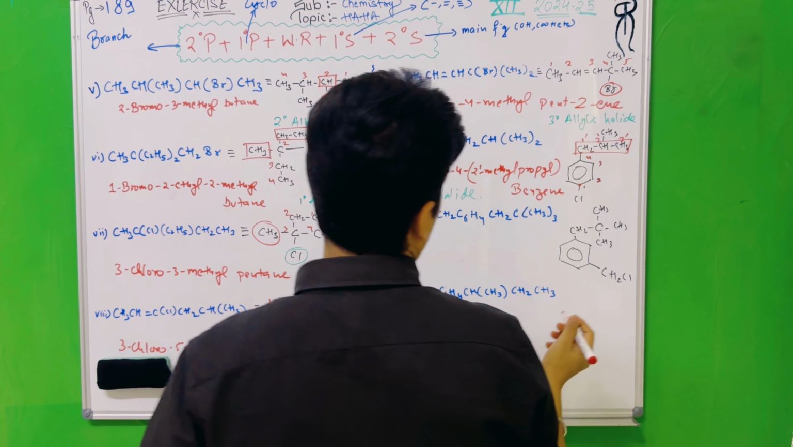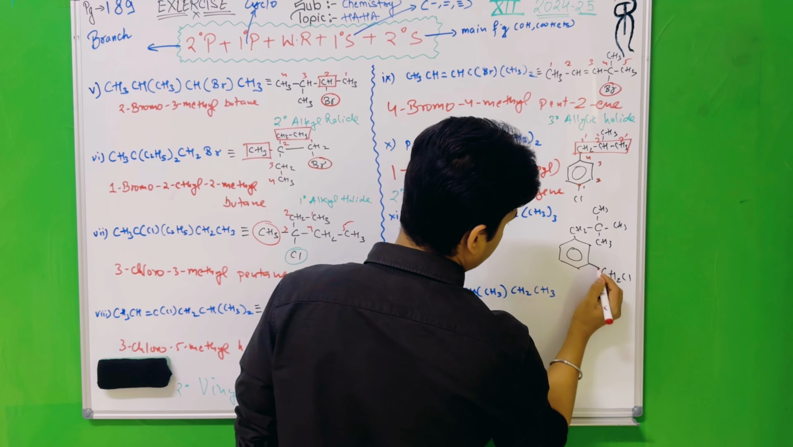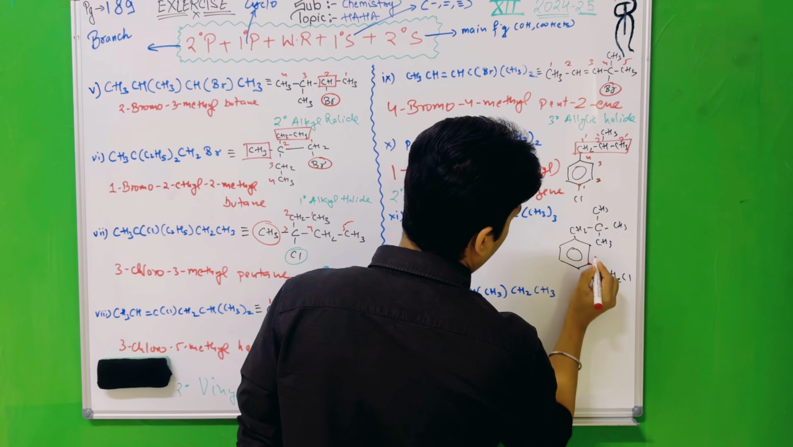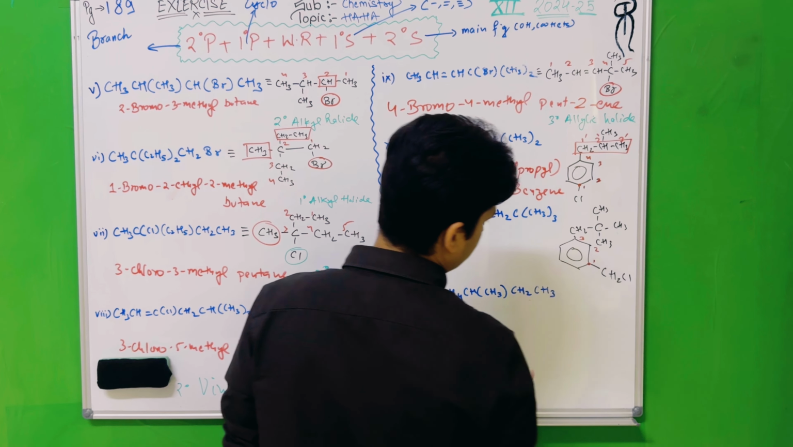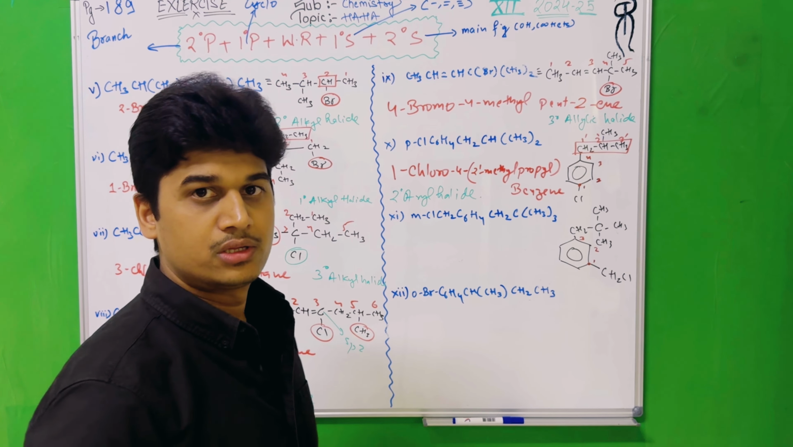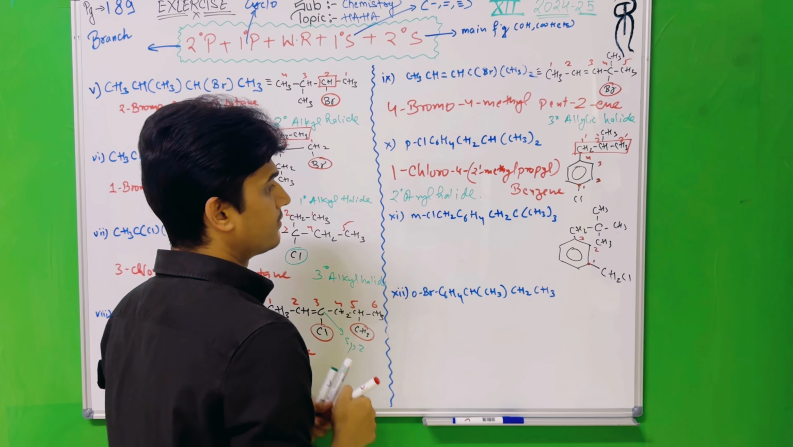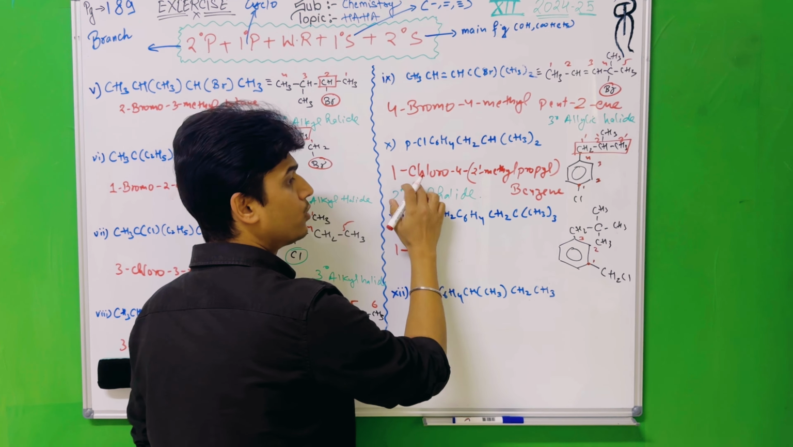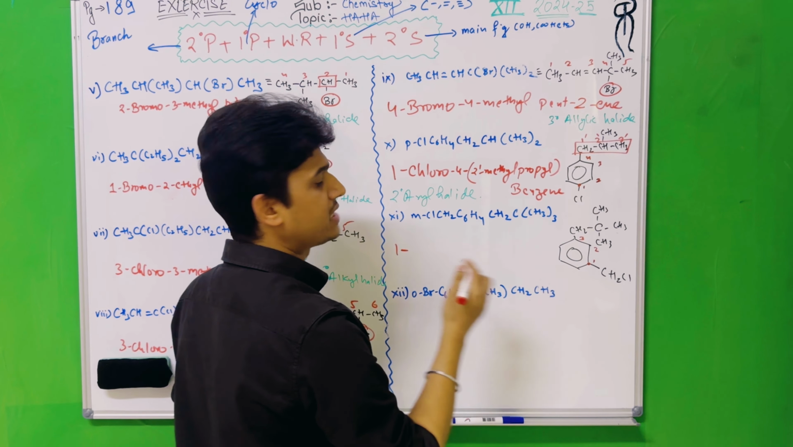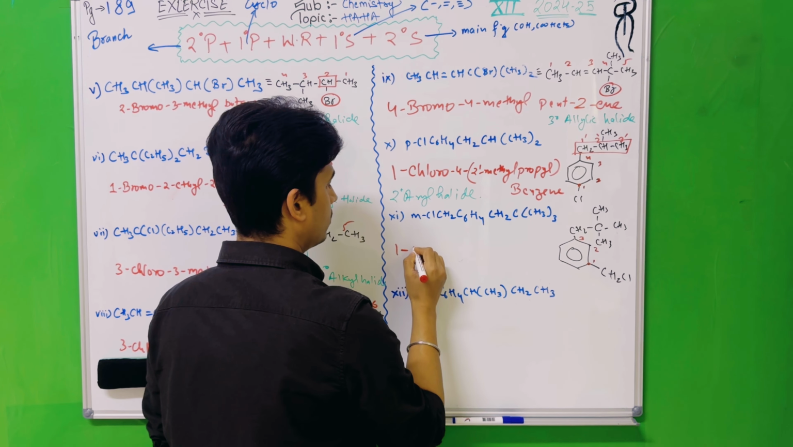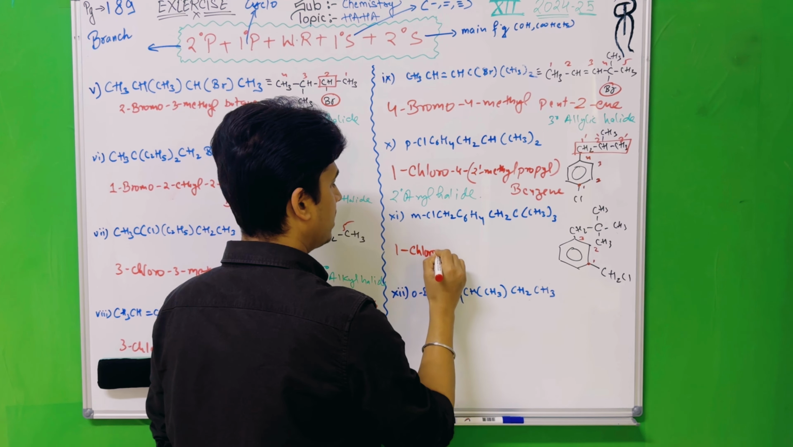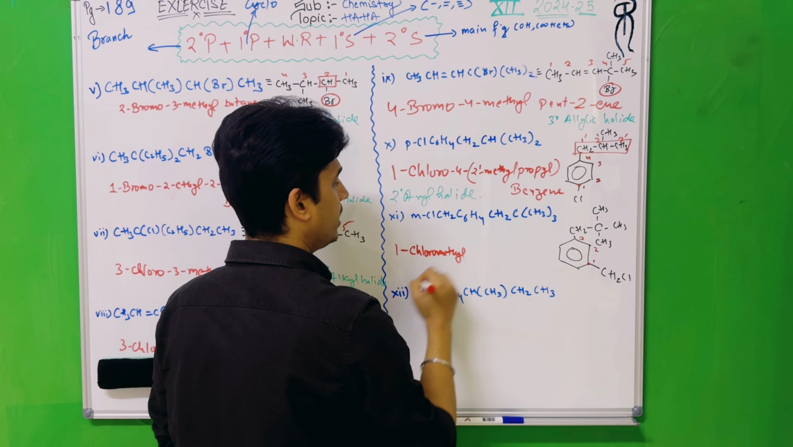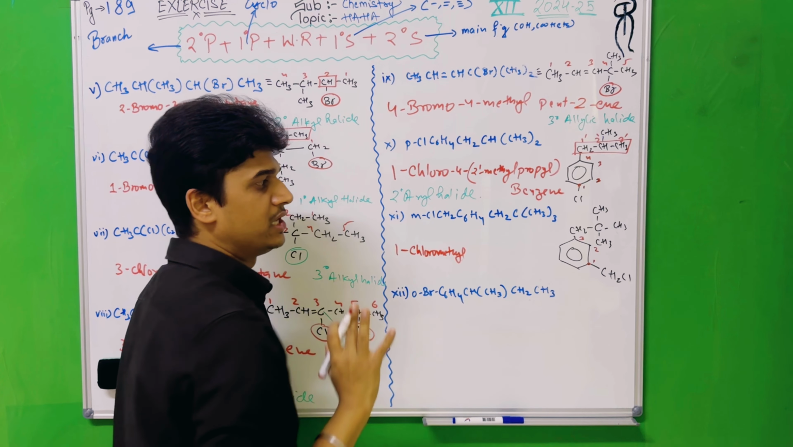Same way, what you have to do? Start with the number position. 1, 2, 3. Okay, this is over. Next, again 1. Only chloro is not there. Now 1 carbon is also there. So methyl chloride or chloromethyl. Okay, spelling you will take care.